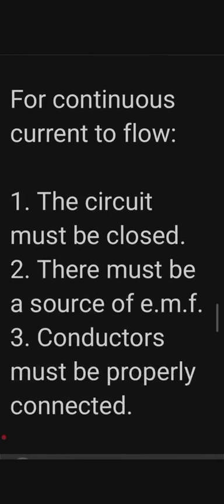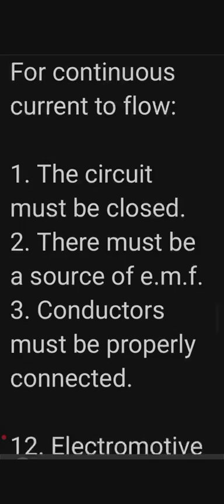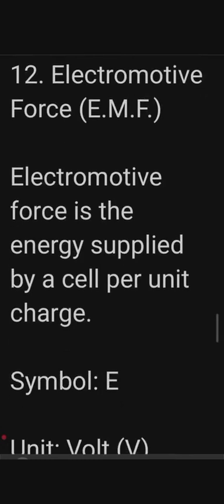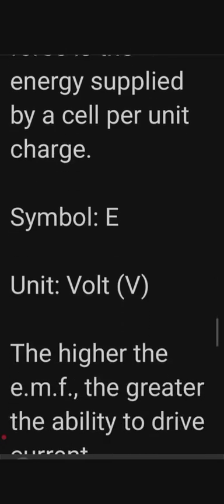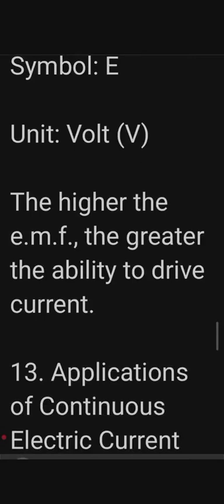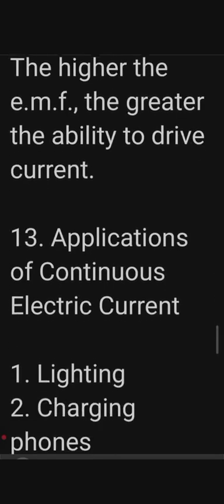Remember, I said that for electric current to be continuous, one of the conditions is that there must be a source of EMF. So what is EMF? Electromotive force, which is EMF, is the energy that is supplied by a cell per unit charge. And the symbol is E, while the unit is volt. So the higher the EMF, the greater the ability to drive current.